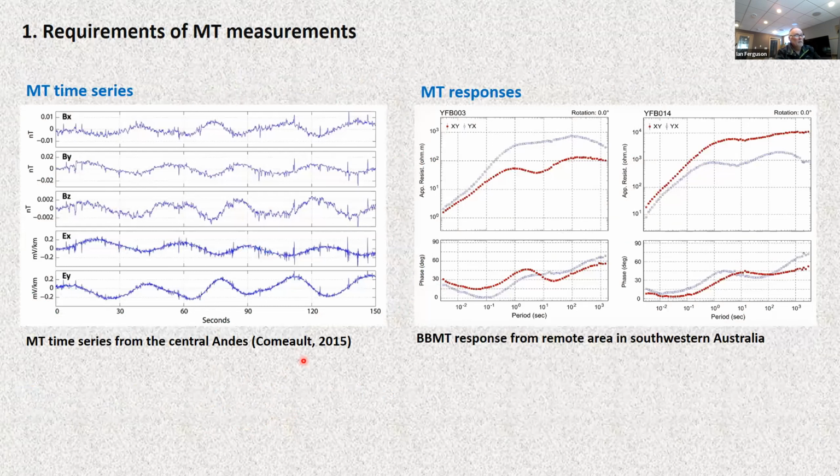So in summary, we want to record something like this, a series of nice time series from Matthew Como from the Central Andes. And we want to use those to compute high quality, low variance impedances, such as these from a broadband MT response from a remote area in southwestern Australia.